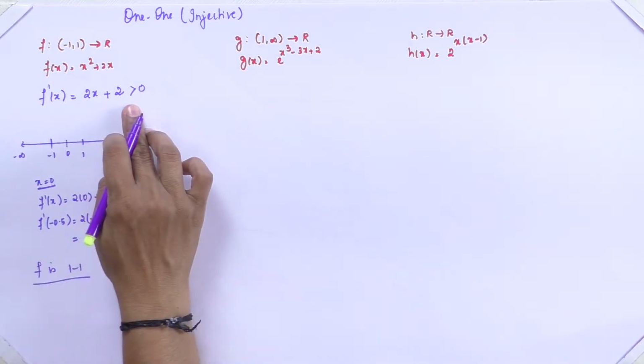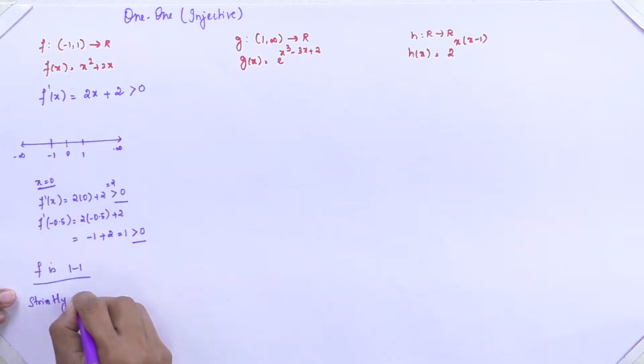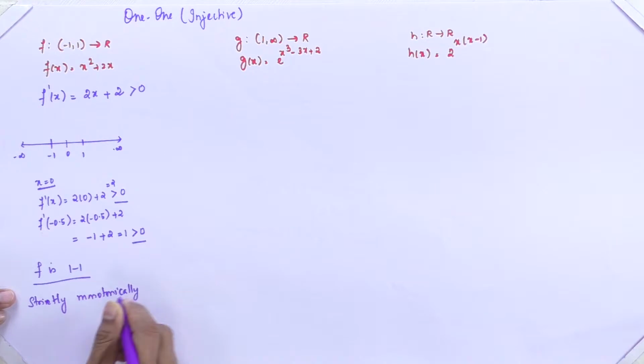Since it is strictly greater than 0, I can say that it is a strictly monotonically increasing function. So this is how one will be finding out whether a function is 1-to-1 or not.